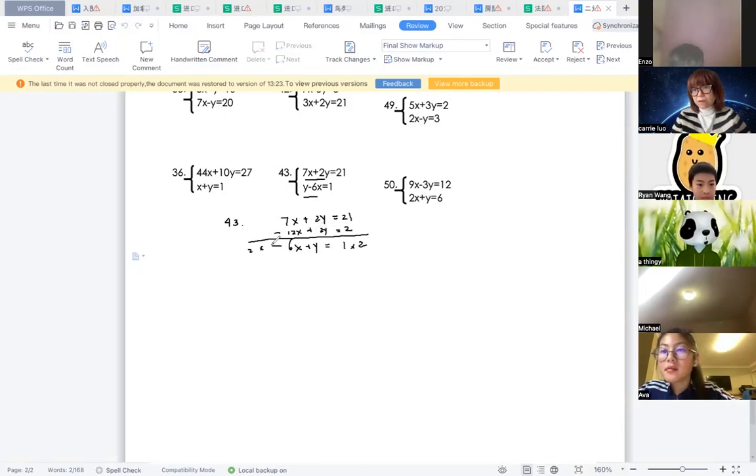So minus it, okay? Everything is the same. 2y minus 2y, no y. 21 minus 2 equals 19, no problem. The only part is this part, so let's take a look at this one.